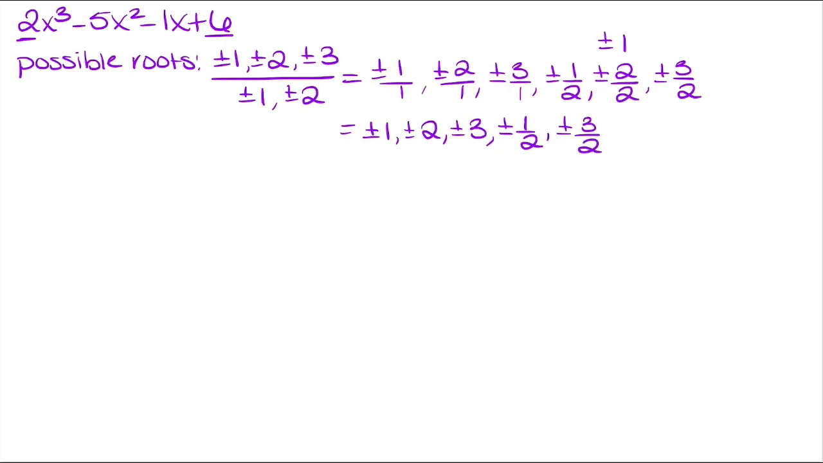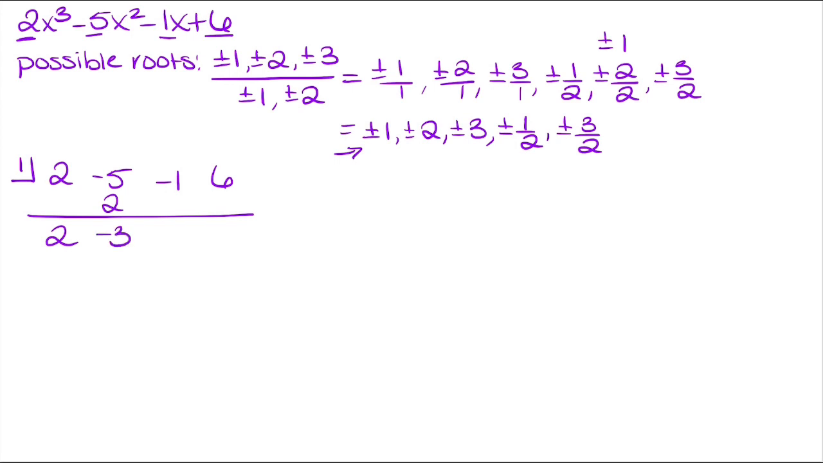So since I'm doing this problem by hand, I'm going to try out my possible roots starting with plus or minus 1. So if I try 1, I'm going to use the coefficients from this depressed polynomial. So I have 2, negative 5, negative 1, and 6. So I bring down 2. 1 times 2 is 2. Negative 5 plus 2 is negative 3. Negative 3 times 1 is negative 3. Negative 1 plus negative 3 is negative 4. Negative 4 times 1 is negative 4, and 6 plus negative 4 is 2, so 1 is not going to work. Now let's try negative 1.